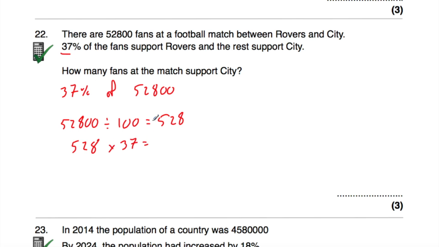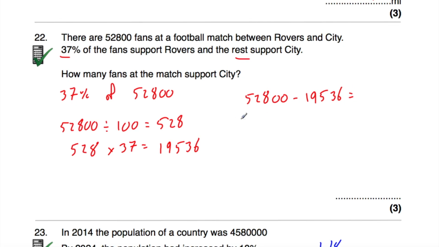And whenever we do 528 multiplied by 37, that's equal to 19,536. So that's how many fans support Rovers, and the rest support City. So if we take the 52,800 and subtract 19,536, then that'll be the answer. And when we work out 52,800 subtract 19,536, the answer is equal to 33,264. So that means there was 33,264 fans at the match that supported City.